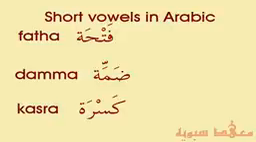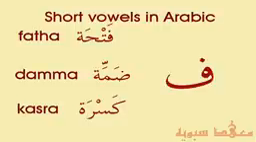So let's first of all just understand how they're written. In front of us we have the letter fa, and when we add vowels in Arabic, it's different to English. We don't add them after the letter. We add it on top of the letter. So fatha will be written as follows. It's written with a line on top, like that.